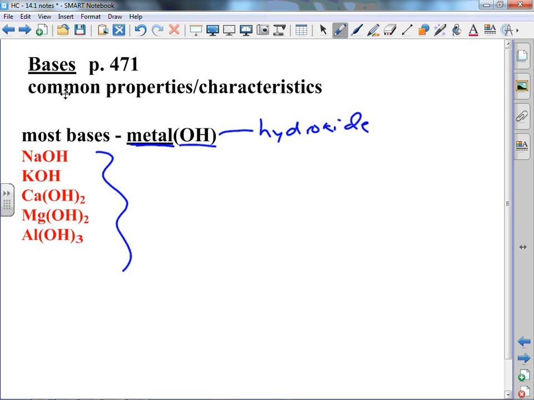Again, are there other bases? Yes, but these are the most common ones. The naming of these is easy. We don't have to spend any extra time on them. We just know they're metal hydroxides. All we have to worry about is the charges to balance those out.